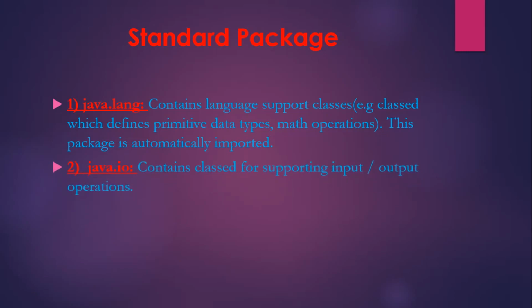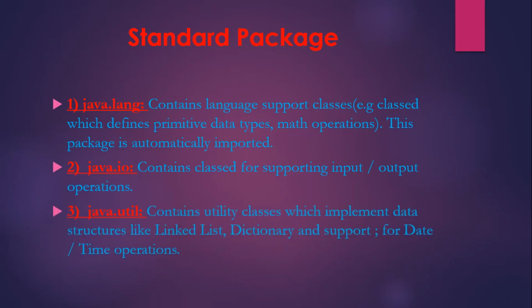Next is java.io, meaning java input output. It contains classes for supporting the input output functions of our program. Then java.util contains utility classes, the extra classes which implement data structures like linked list, dictionary, and support for date time operations. All the things that we do in data structures already have functions, and we can just use them from java.util, and also in the collection.